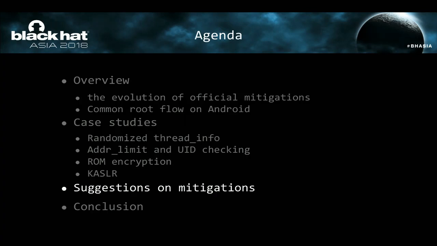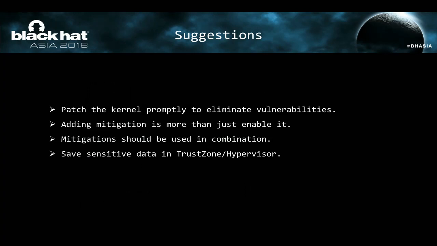Then we go to the suggestions. After watching the demo, we have some of our own ideas or suggestions. First, patch the kernel timely to eliminate vulnerabilities. According to our research, a large part of exploits are from 1-day vulnerabilities, so timely patching is very necessary. The second, enabling mitigation is more than just enabling it. Some manufacturers just open the corresponding configuration of the mitigations, but whether these mitigations are really effective on their mobile phones, they have not fully considered.